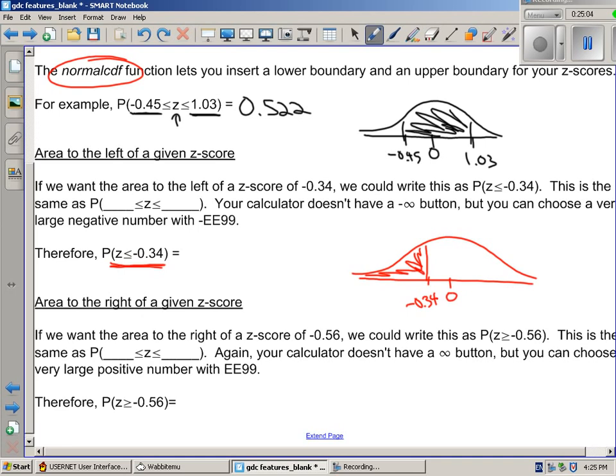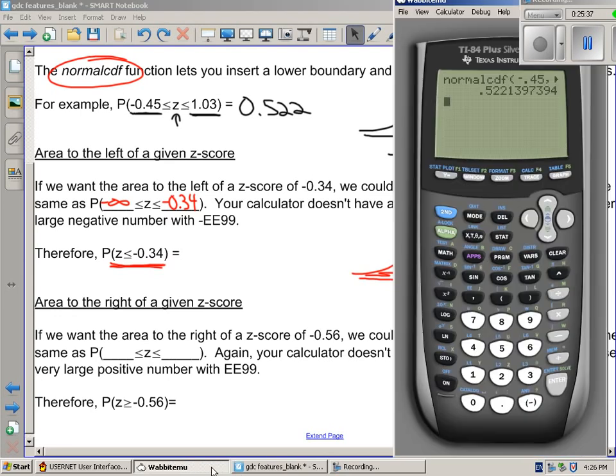All right, your calculator doesn't understand this notation of just less than negative 0.34. So how we think of it, instead of saying probability of z being less than or equal to negative 0.34, it's the same as z is between negative 0.34 on the upper side and a lower boundary of negative infinity. Now your calculator doesn't have a negative infinity button, but you can choose a very large negative number. And it actually doesn't matter really how big you choose, as long as it's at least 100. It's not going to make a difference.